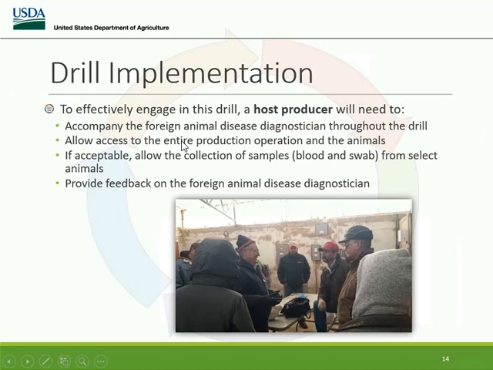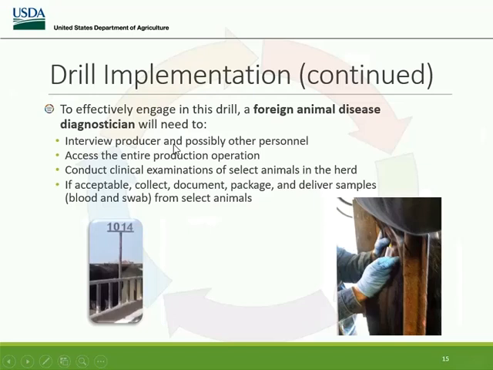The foreign animal disease diagnostician has a few additional things to do. They're going to be interviewing the producer and anyone at the operation. Again, you need to conduct the investigation as if it were real. And sometimes it's hard, but again, that's part of doing this drill. They're going to have access to the entire production operation, so it should be unfettered. And based on your idea of what the investigation should look like, you need to go wherever you need to go. The clinical examinations, I talked about that. A FADD may ask a producer to help put cattle into a chute or a squeeze chute for investigation, or they may move the animals or hogs. Again, that'll be worked out with the producer during the investigation, during the on-farm drill. And then they'll be sampling.